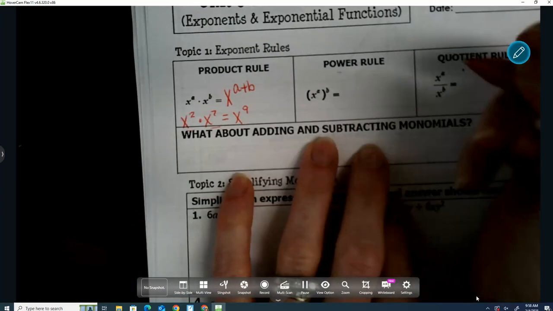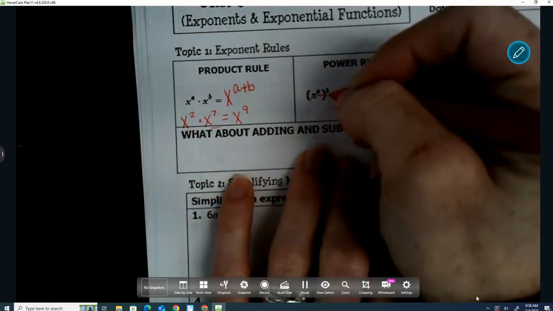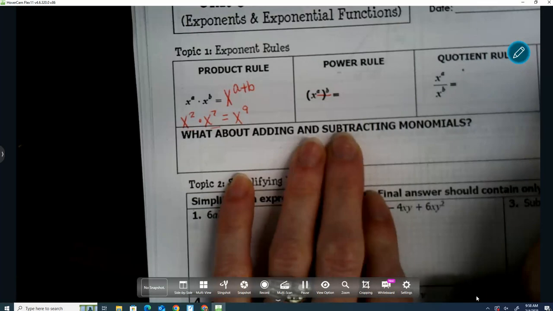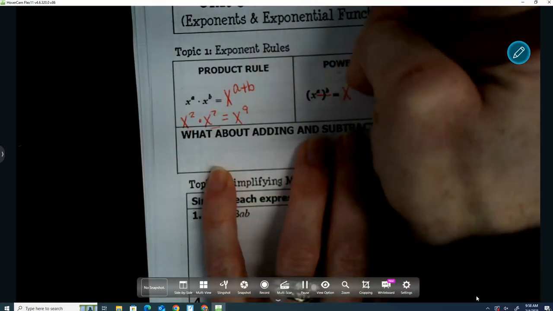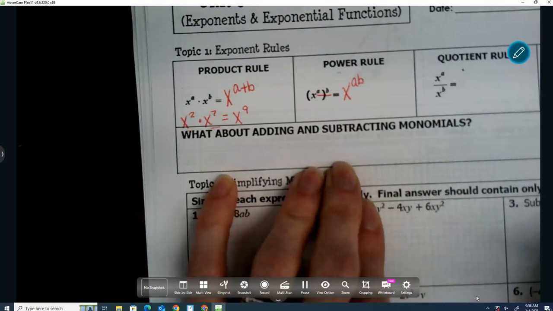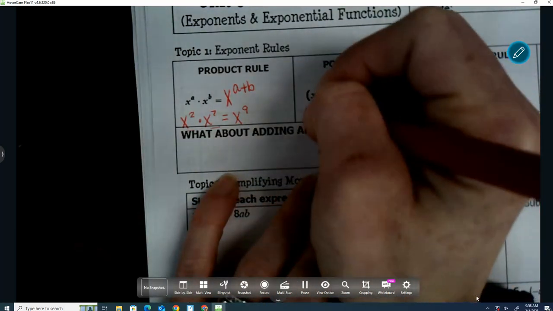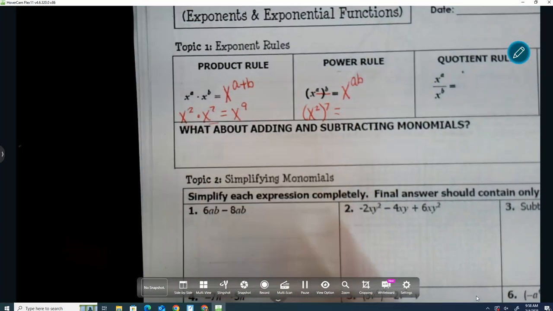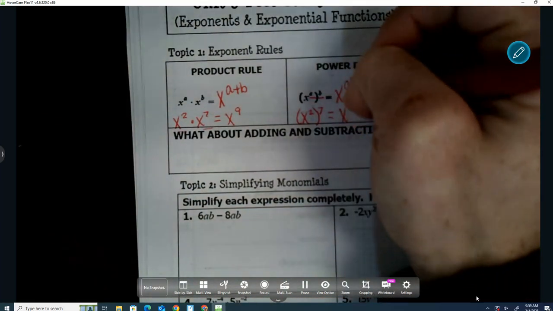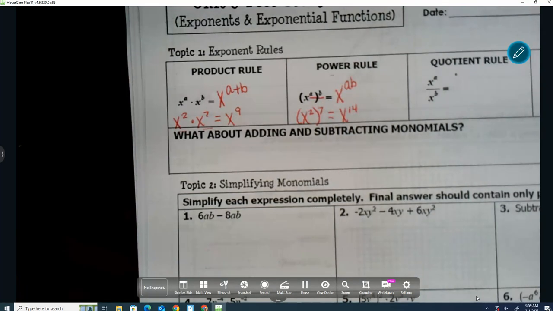Power rule. When they are written side by side like that, what do we do with those exponents? Multiply. So that's x to the a times b power. So if I had x squared, the entire thing to the 7th, that means I have x squared written 7 times. When you put those all together, you get 14 x's.